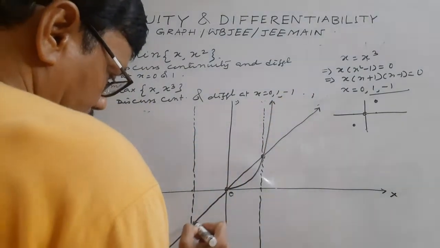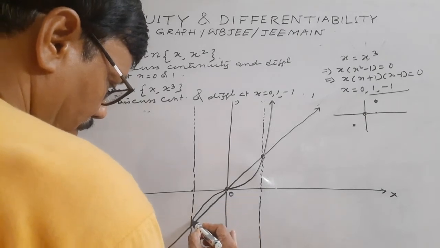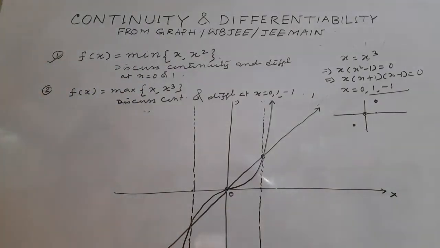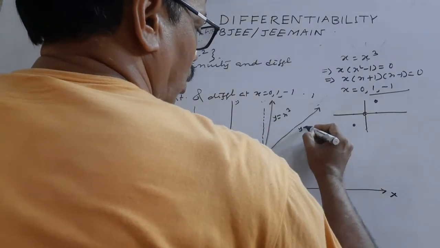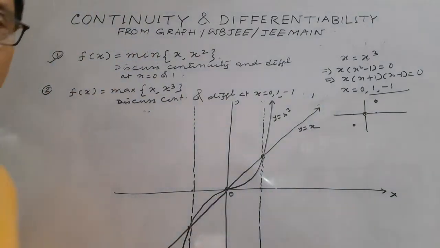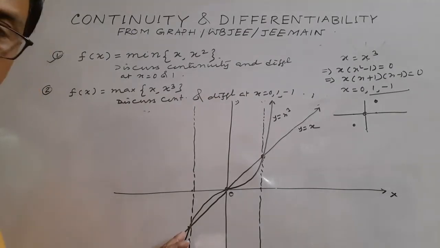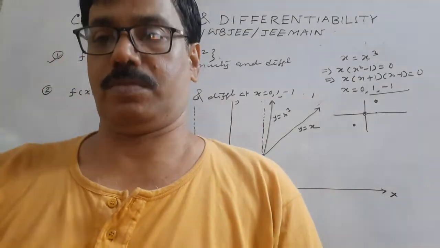At x equals minus 1, it is minus 1. So this is y equals x cube. This is y equals x. So now, maximum of x, x cube.